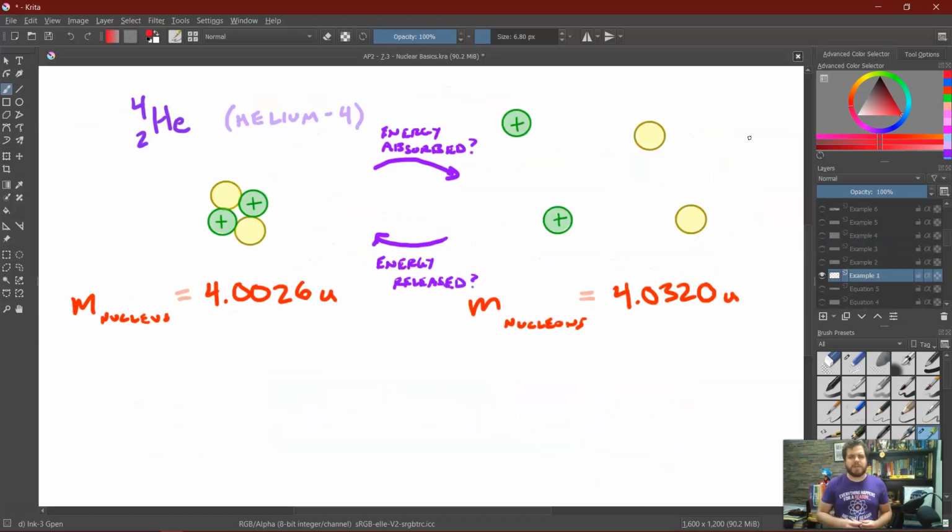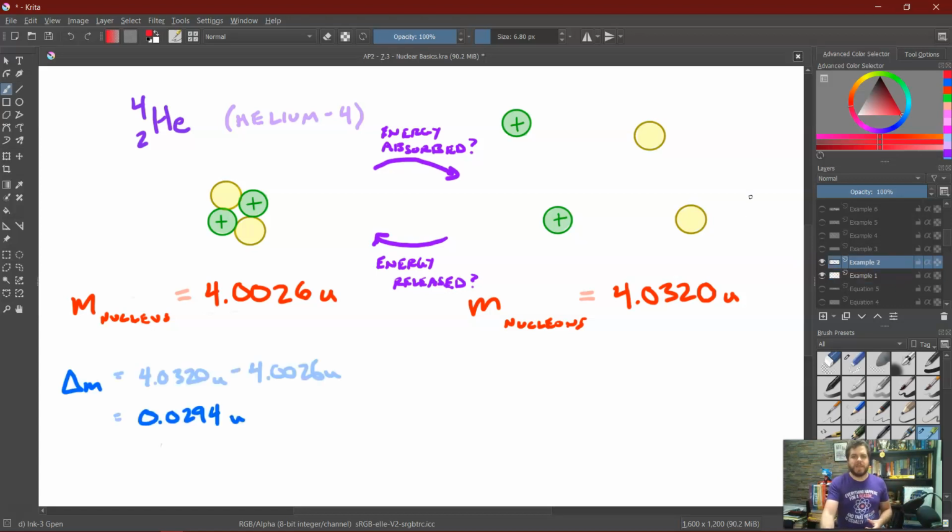So let's go back to this example. We already got the mass of the nucleus for helium-4, and we already had calculated the mass for the individual nucleons. And let's say we want to know either the energy that is absorbed by the nucleons as they're pulled apart, or the energy that is released when we put all these into the nucleus and that mass is converted to energy. So let's first calculate the mass defect, and that's just going to be the difference in these two values. And that specifically comes out to be 0.0294 u.